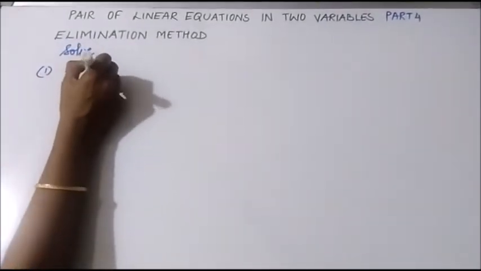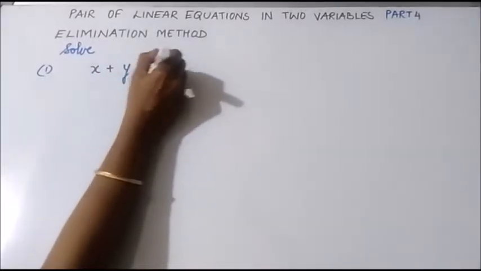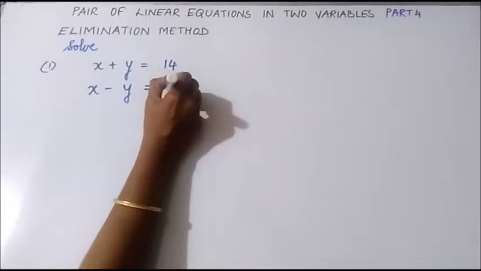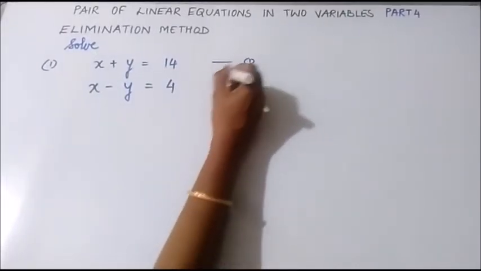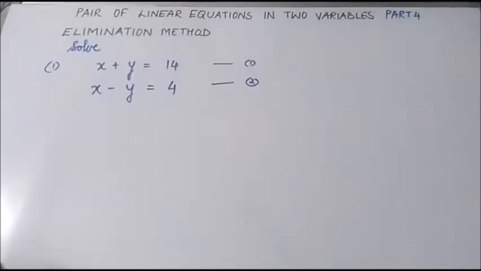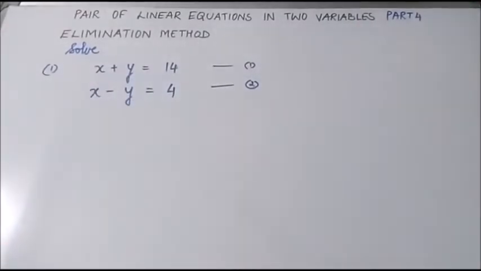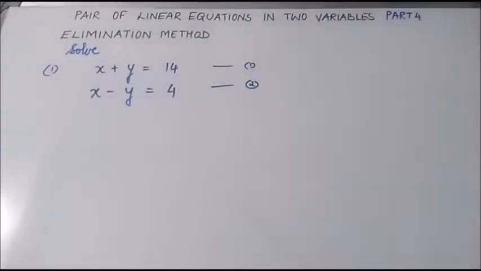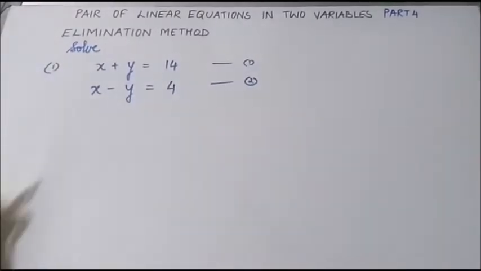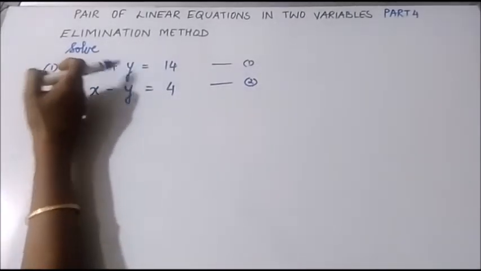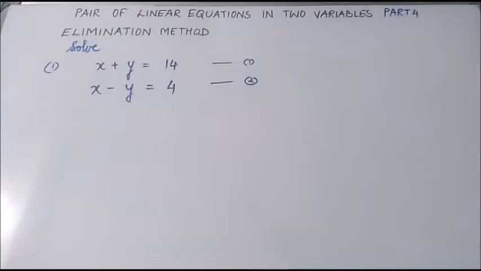The two equations are x plus y is equal to 14, x minus y is equal to 4. This is equation 1 and this is equation 2. Now what I have told, we have to eliminate either x or y. Now how do we eliminate? We eliminate first by making the coefficient of x or y equal. As you can see, when we take the coefficient, we do not consider the signs. Here the numerical coefficient is 1 and here also it is 1. Here also it is 1 and 1. Now should we add or subtract?